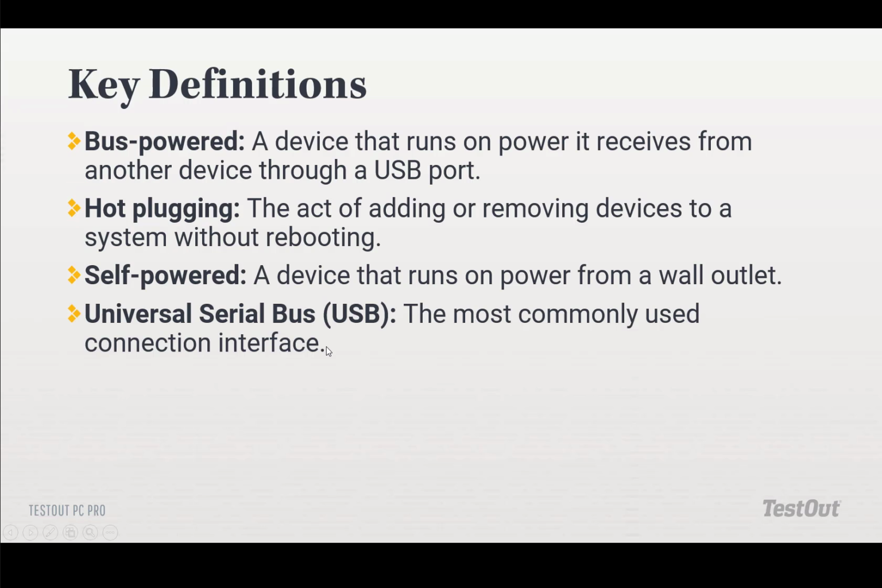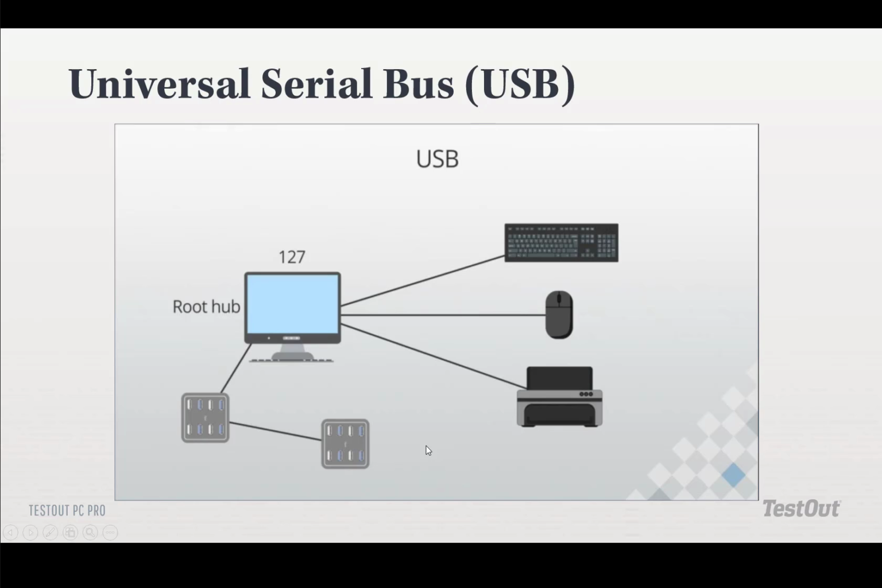So here are our terms. Bus-powered is a device that runs on power it receives from another device through a USB port. Hot plugging is adding or removing devices to the system without rebooting it. So for example, you plug something in, it recognizes it, you eject it, and you don't have to restart your computer. And then USB is our most common interface.